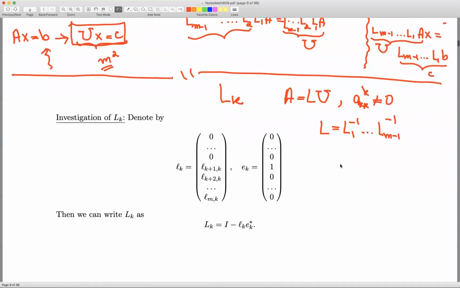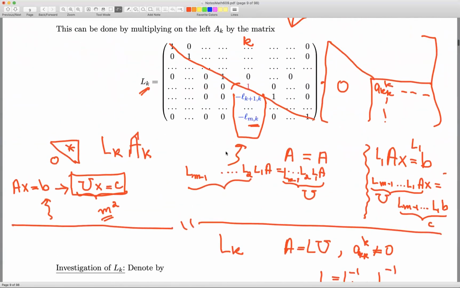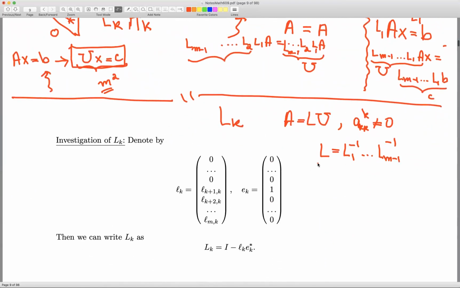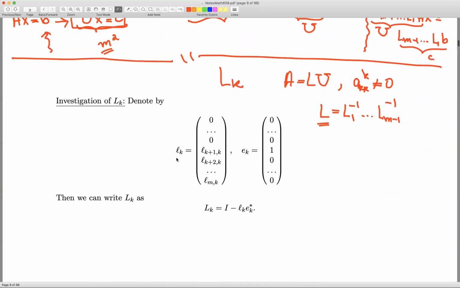And we know what the form of a matrix Lk is. Our goal now is to find what the matrix L is. In order to do that, we are going to rewrite the matrix Lk in a more friendly form. And in order to do that, we will use the vectors little lk and the column vector ek, which is basically the standard basis vector that contains all zeros, except that on position k, it has a value 1.